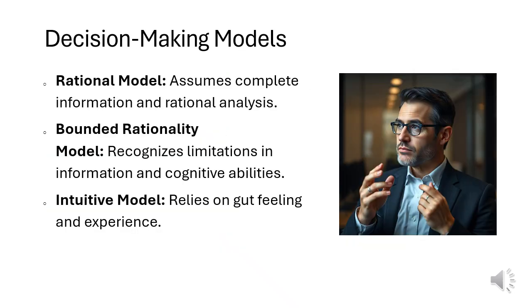Several decision-making models provide frameworks for approaching choices. The rational model assumes that decision-makers have complete information and can analyze it rationally to arrive at the optimal solution. The bounded rationality model recognizes that decision-makers have limitations in both information and cognitive abilities, leading them to satisfice rather than optimize. The intuitive model relies on gut feeling, instinct, and past experience to make decisions quickly.